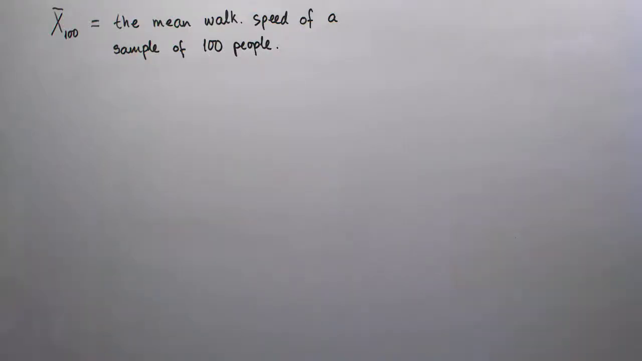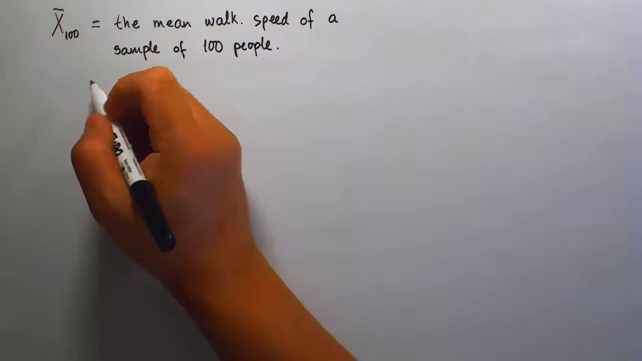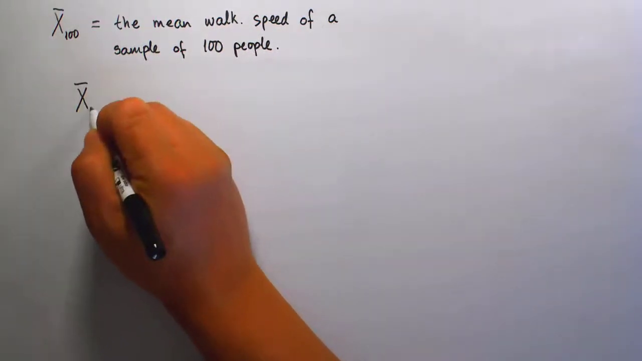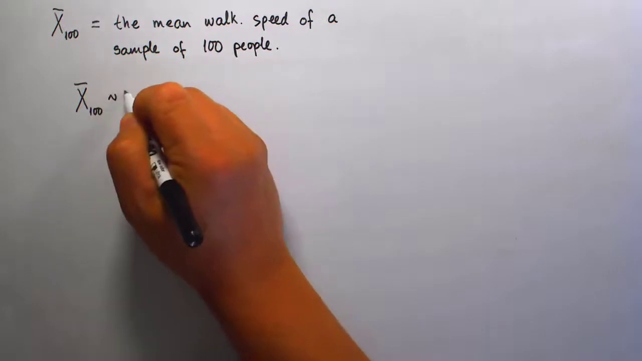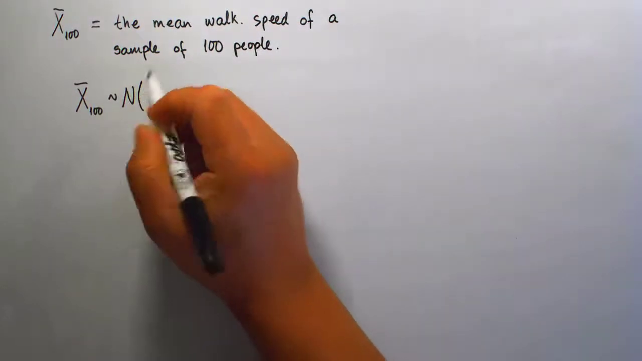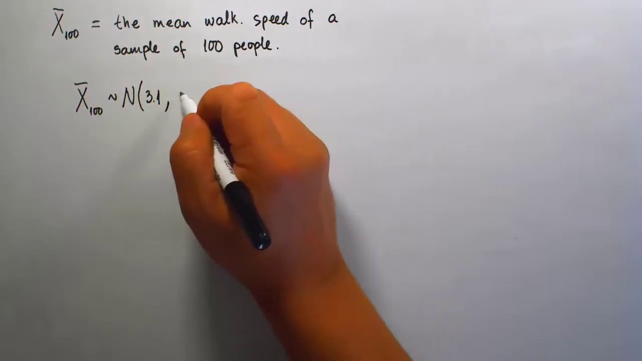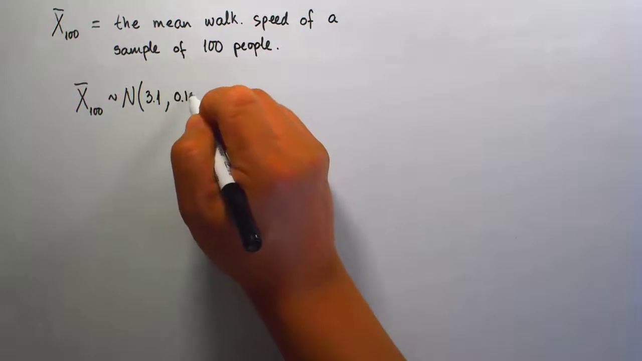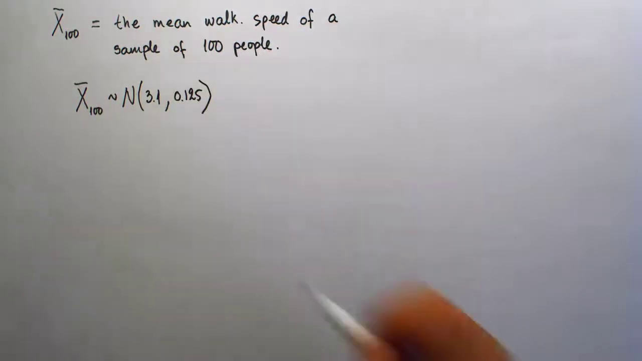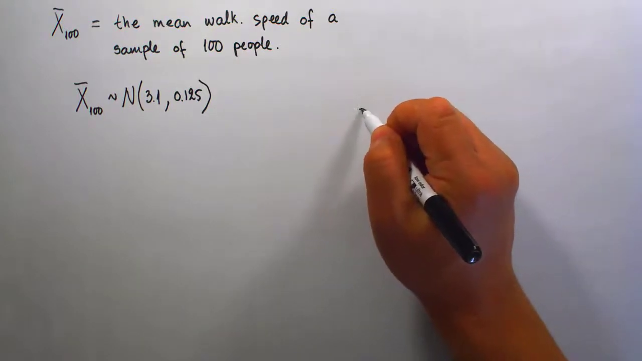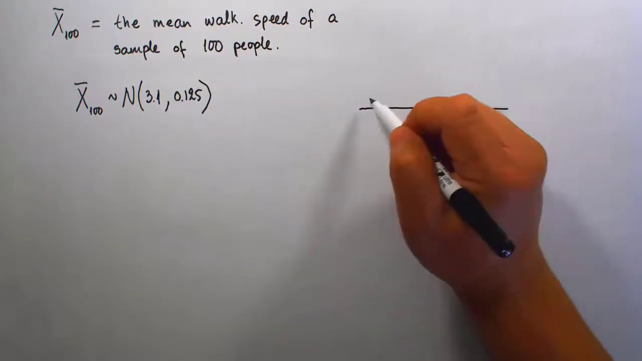All right, so now knowing that our sampling distribution capital X bar 100 is normally distributed with the center at 3.1 and the population standard deviation, the average spread, at 0.125, we can now draw this graphically on a bell curve.